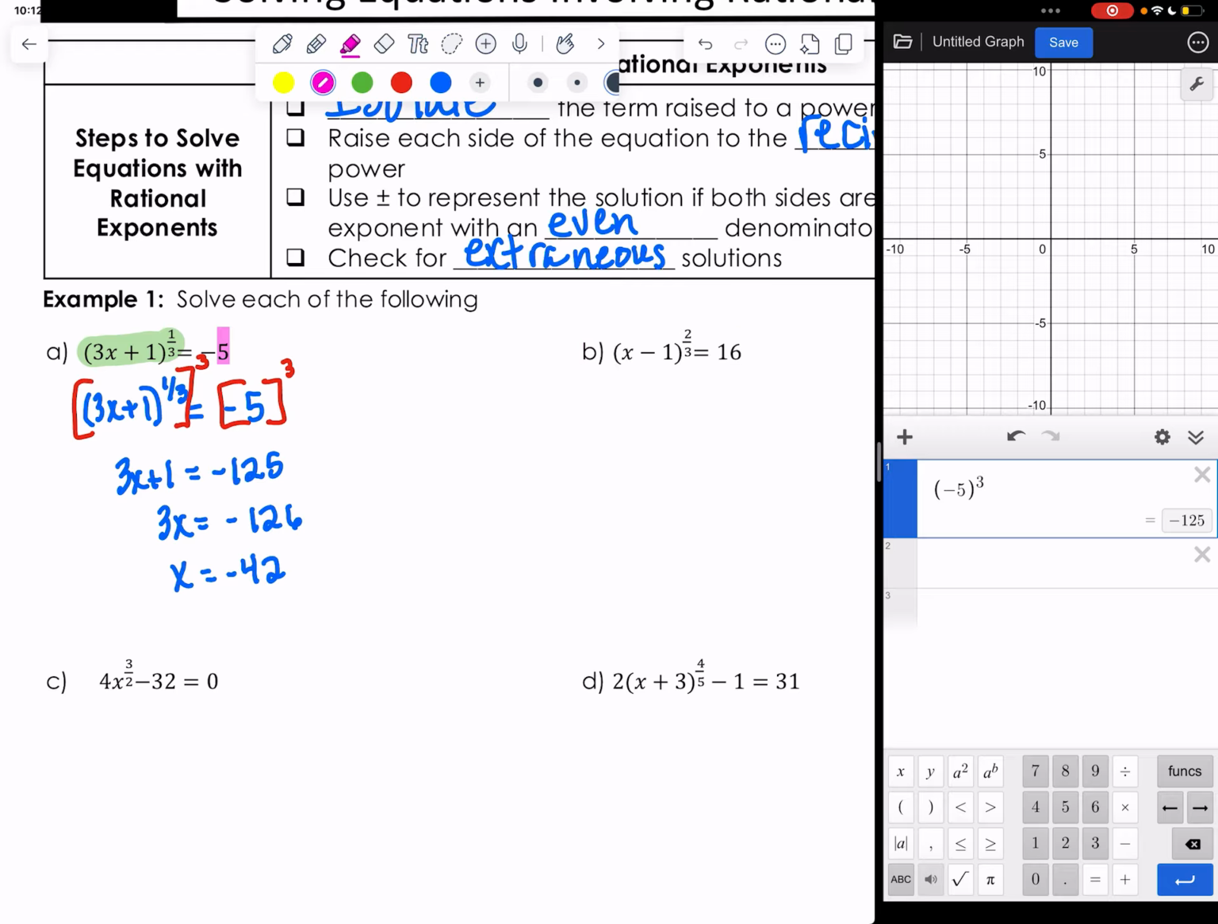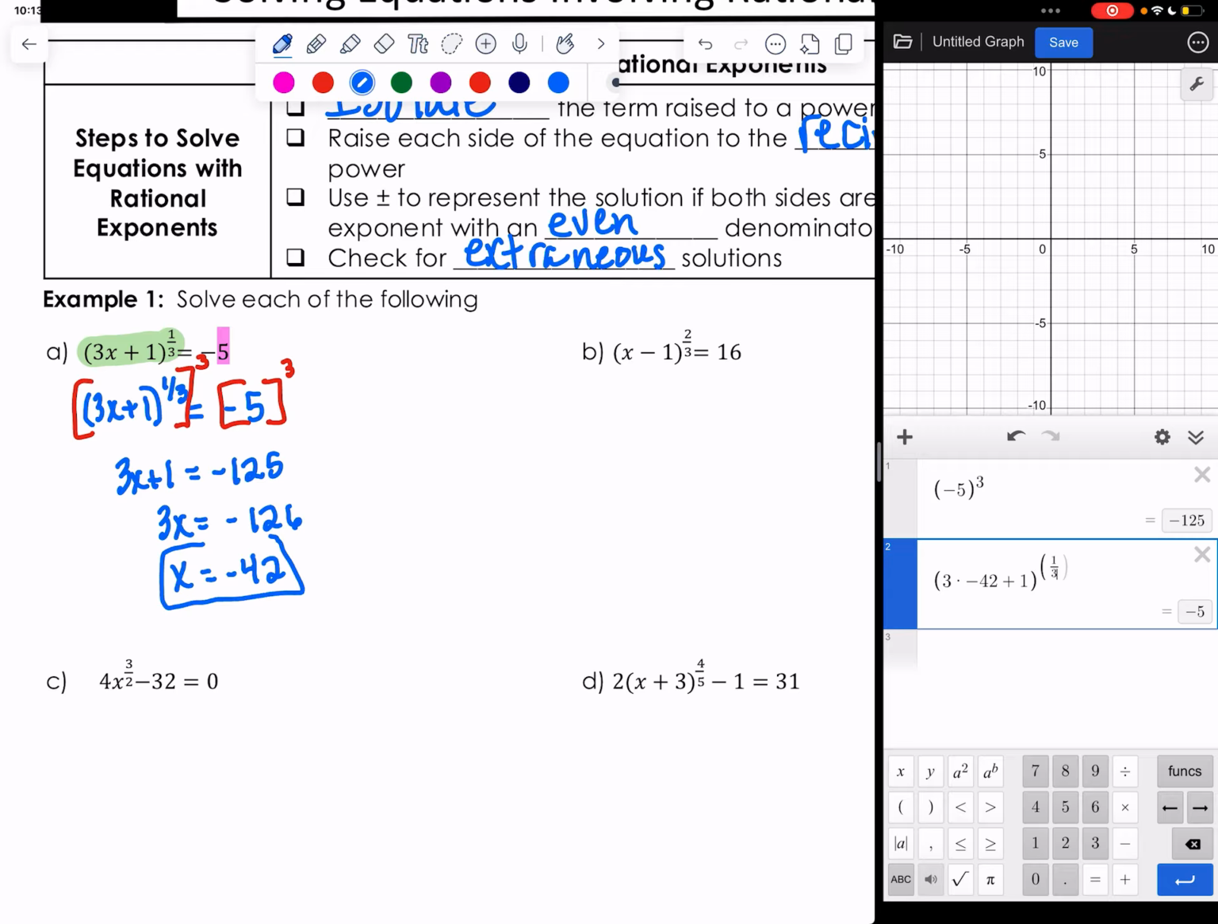So let's try that. I'm coming over to my calculator, parenthesis 3 times, and instead of x, I'm going to put my solution, which was -42, plus 1, close parenthesis, and I want to raise that to the 1/3 power. So I'll use a parenthesis for the 1/3 power, so 1/3. Now, when I do that, my calculator says that I'm going to get -5, and that's exactly what my original problem said I should get, so I know this is a true solution of this equation.